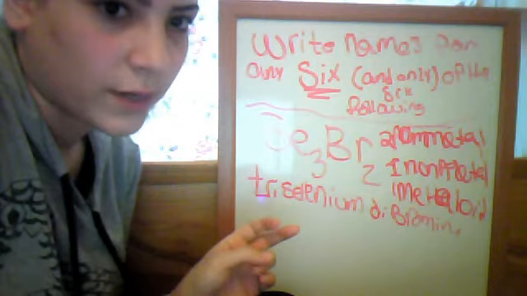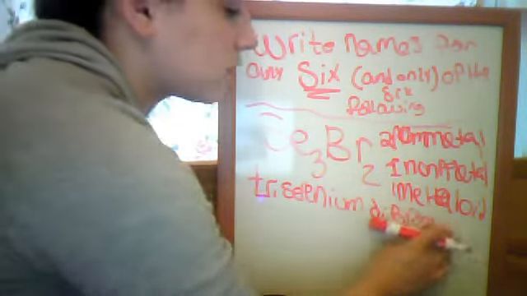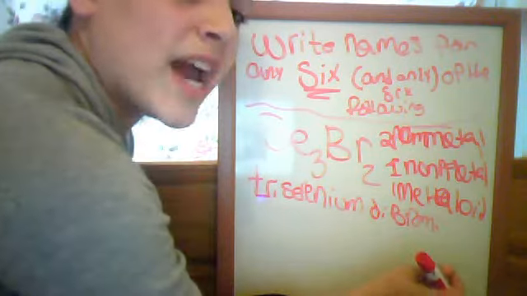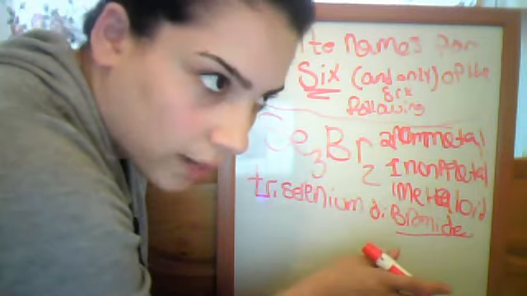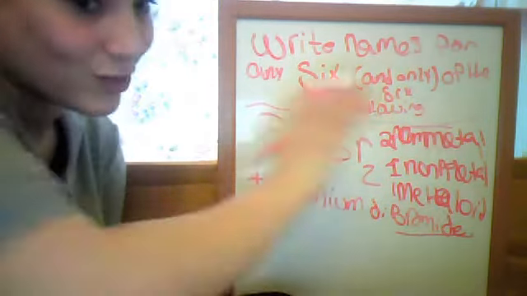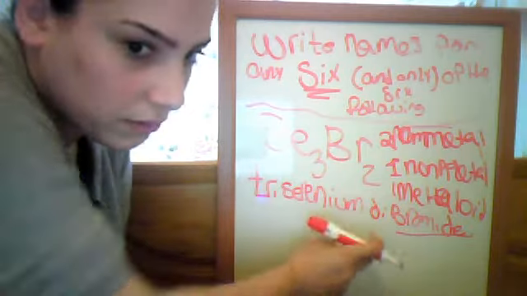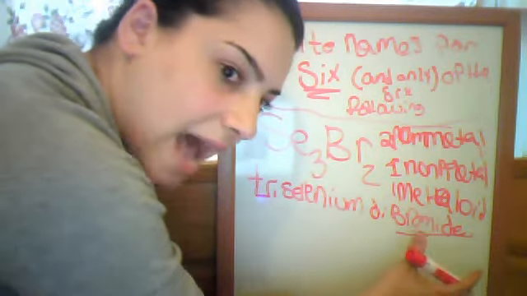Oh, by the way, I have a mistake. What is it? Bromide. So it's still an ionic compound. So bromide. So it's triselenium dibromide. It's not just bromine by itself. So the regular name, and then we put ide for the next one. Always ide. Okay.